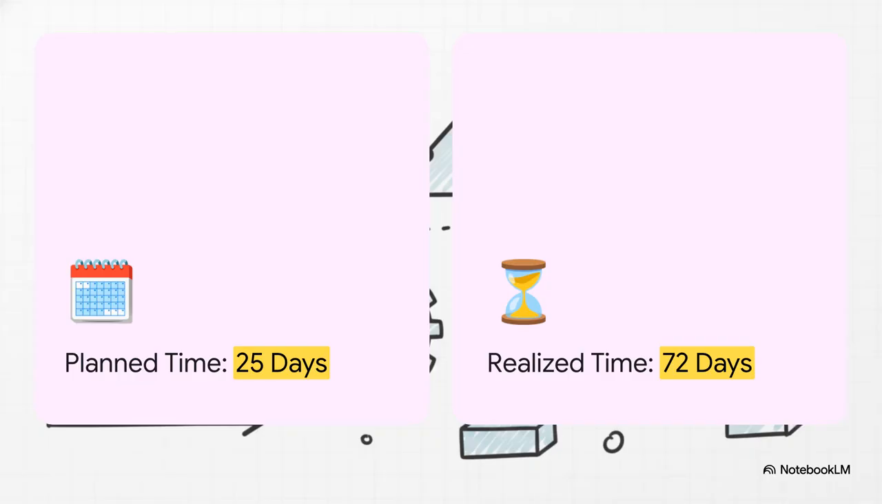And finally, the time element. The planned duration for this cycle was 25 days. The realized time it took to complete was 72 days, which was quite a bit longer than originally planned.